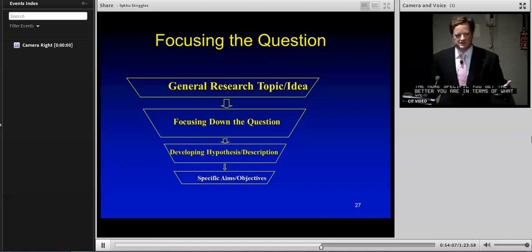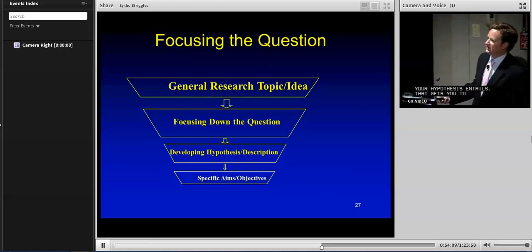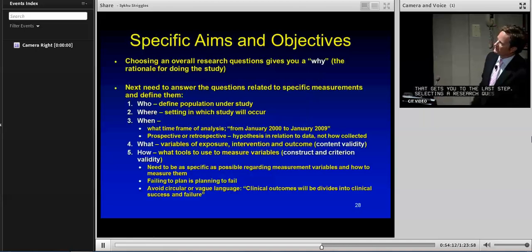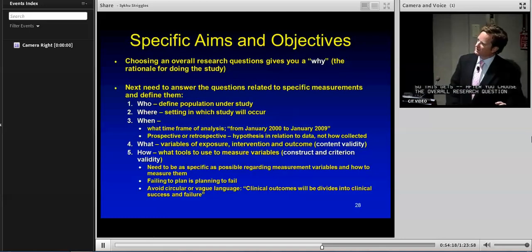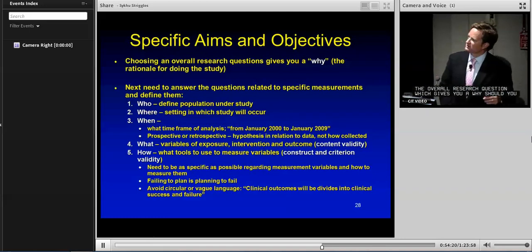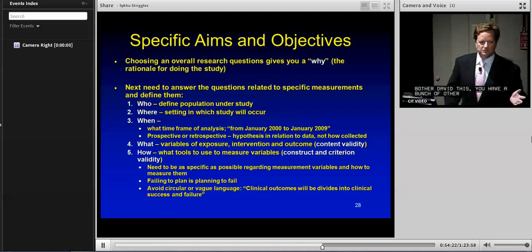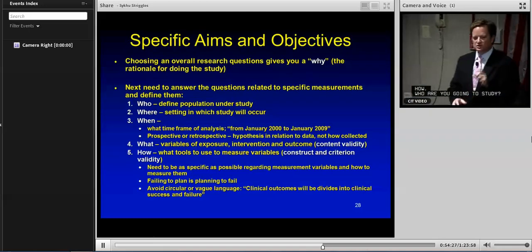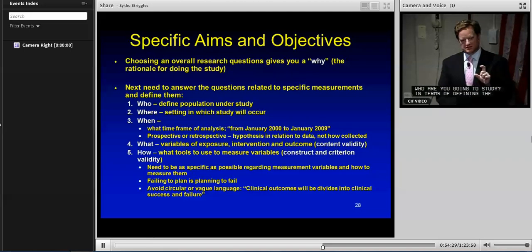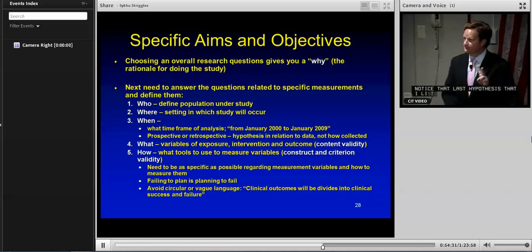And that gets you to the last step in selecting a research question, and that's specific aims and objectives. So this gets to, after you're choosing the overall research question, which gives you a why should you bother to do the study, you've got a bunch of other questions in terms of the who, where, when, what, and how. So who are you actually going to study in terms of defining the population? Notice that last hypothesis that I listed had all these things in it, and the other 2 did not.